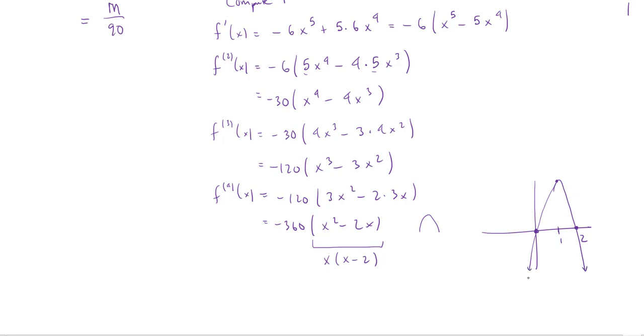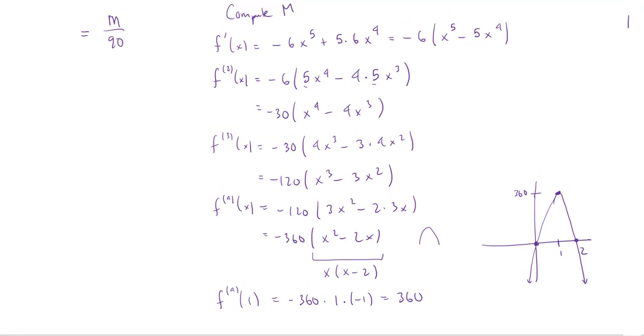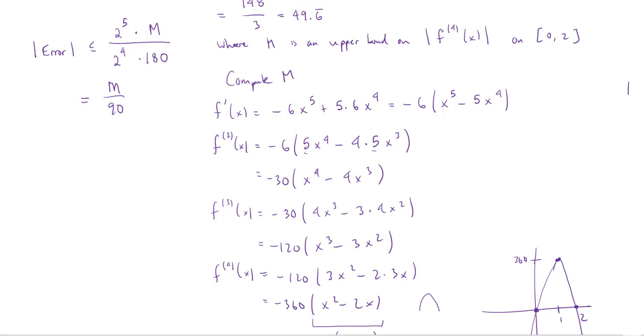All right. Now I'm interested on the interval 0 to 2 in knowing what this max value is. Well, that's just when x is equal to 1. So let's compute the fourth derivative at 1. I get negative 360 times, well, I could use either of these representations, how about this one? 1 times, well, 1 minus 2 is negative 1. Multiply these together and you get 360. So that would be the height. And of course, it's positive, so I don't need to worry about the absolute value in this definition of M. So the largest that the absolute value of the fourth derivative of f can be on this interval is 360. And so that's what our M is equal to.